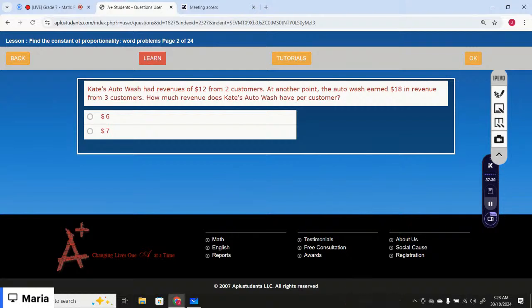Kate's Auto Wash had revenues of $12 from two customers. At another point, the Auto Wash earned $18 in revenue from three customers. How much revenue does Kate's Auto Wash have per customer?